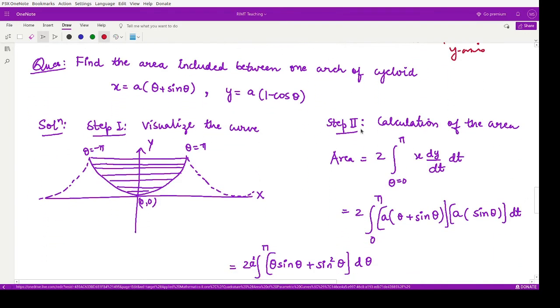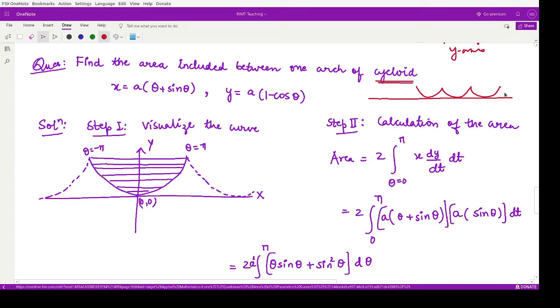The question says, find the area which is included between one arc of the cycloid. So now we have drawn this curve, the cycloid, if you remember. This is x is equal to a theta plus sine theta, and y is equal to a into 1 minus cos theta. What is the cycloid? Cycloid is something like this, the one I have just drawn here. The curve is like this.